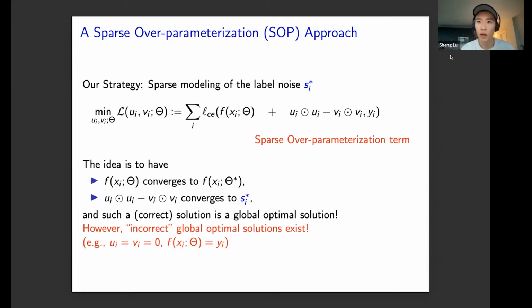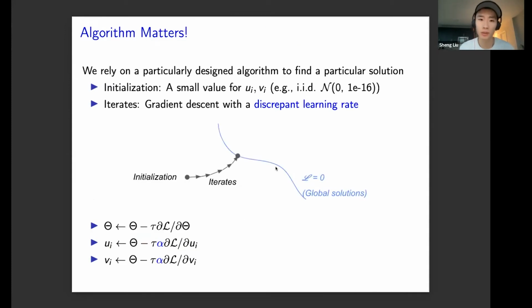That basically relies on the optimization algorithm, because we know that many global solutions exist, and the optimization algorithm will lead to only one. If we fix the algorithm, by which we mean fixing the initialization, the learning rate, and the optimizer, either SGD or gradient descent, we can make sure it converges to one of the global solutions. And that's actually what we did. We realized that there is a very simple bias of gradient descent. We choose gradient descent as the optimization algorithm, and we initialize u and v to be very small, from a normal distribution with mean 0 and a standard deviation of 10 to the minus 16.